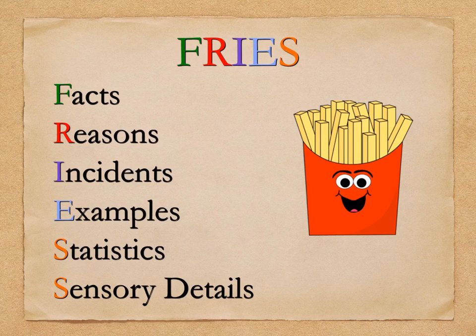Now, when you're offering that support, if your teacher says, I would like some fries with that. What? Okay, well, here's what we mean by fries. These are things you can use for your supporting proof. Facts, reasons, incidents. What's an incident? I'm talking about an incident between Scar and Simba. Examples, statistics, sensory details. Don't forget about sensory details. Those 5 senses can be very powerful in helping you form your argument and answer your question.